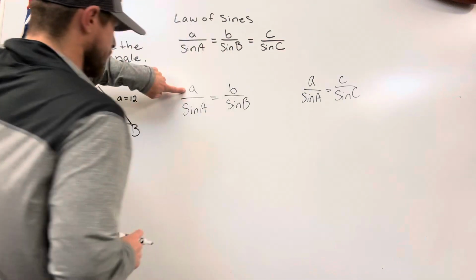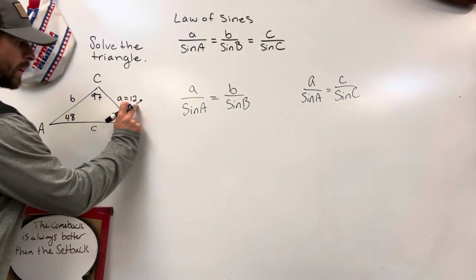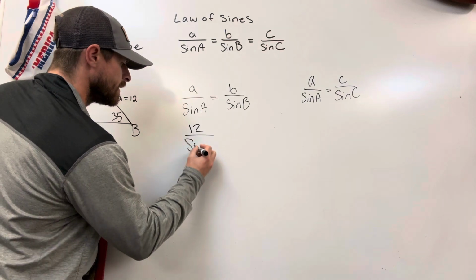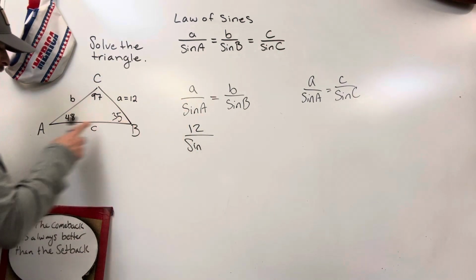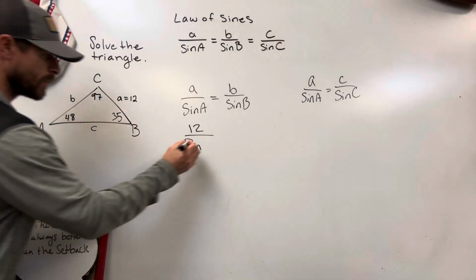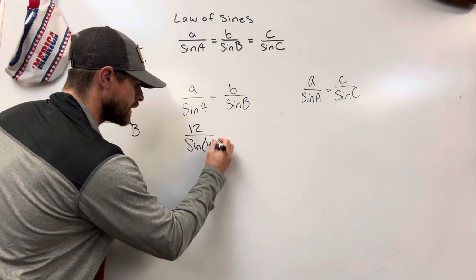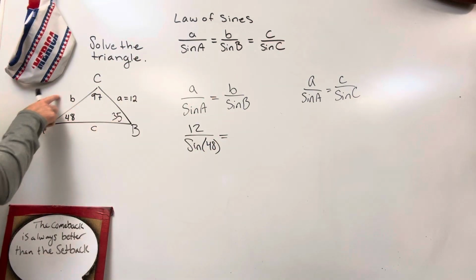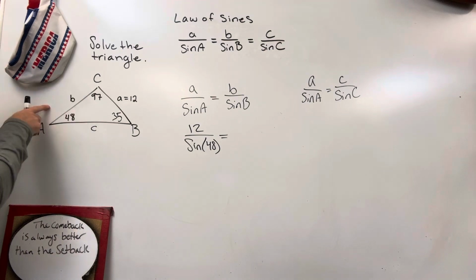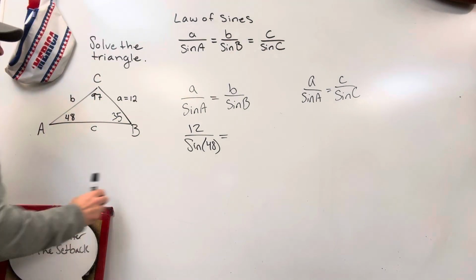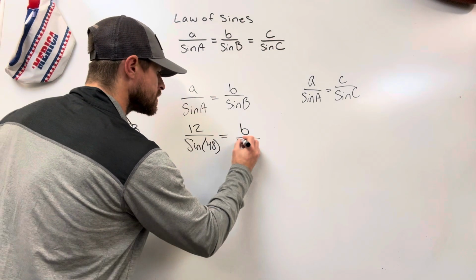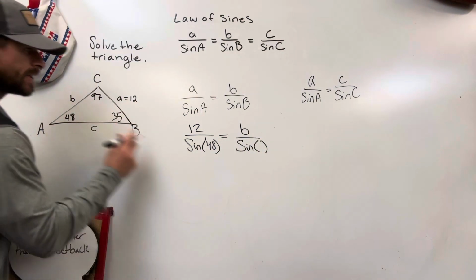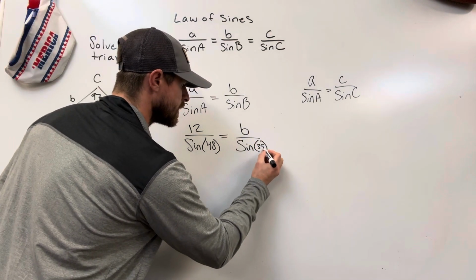So lowercase a would be 12. That's my side length. So I'm saying 12 over sine capital A. That's my angle measure for A, which is 48. So I need to put 48 right in there. That's going to be equivalent to b, which is unknown. We don't know how long that side is yet. We're about to. And then b is over sine angle B, which is 35 degrees. So we've got 35 degrees right there.